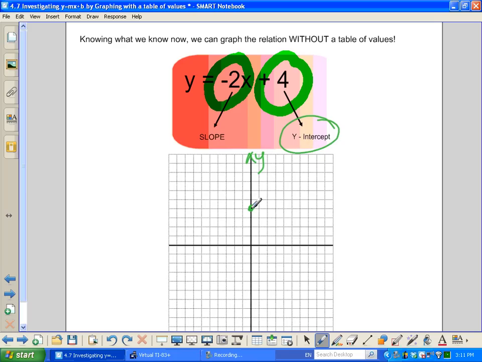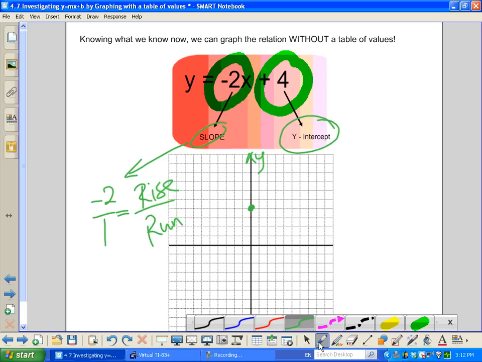I know that the green dot I just sketched is for sure part of this line. I also know the slope is -2, and that the slope represents rise over run. That -2 is not -2 over nothing, it's -2 over 1. The rise is -2 and the run is +1. I'll do that in red so we can see it. Here's a rise of -2, and here's a run of +1.